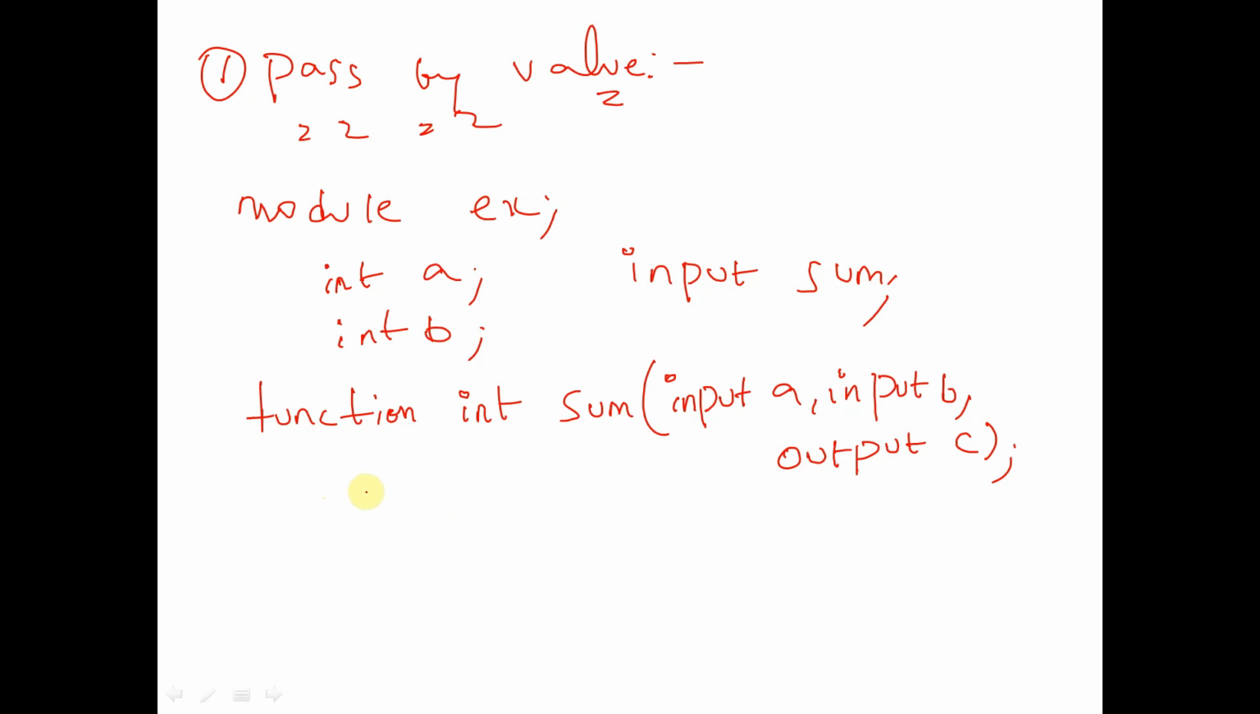There is no need to use begin and end in SystemVerilog functions and tasks, whereas in Verilog we should use begin and end. So here no need to use begin and end in the functions. The output c will be equal to a plus b. This function is basically performing c equals a plus b, and I'm ending this function with endfunction.